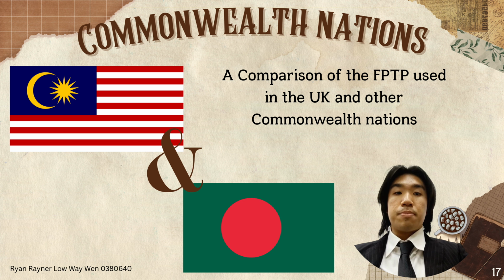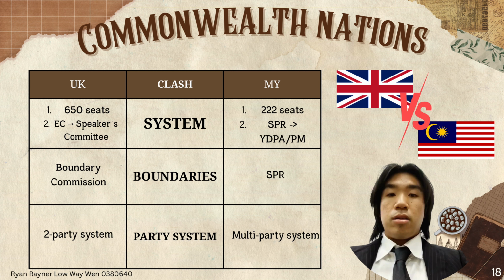I'll be comparing the first past the post, or FPTP, system in the UK with its application in two other Commonwealth nations, Malaysia and Bangladesh. While all three use FPTP, there are still institutional differences which influence them. For Malaysia, they differ in their system, constituency boundaries, and party system.